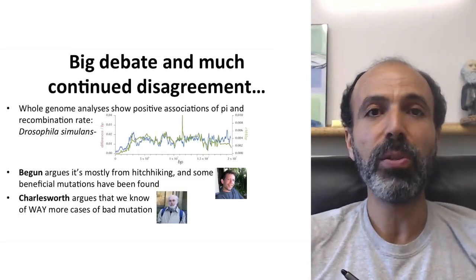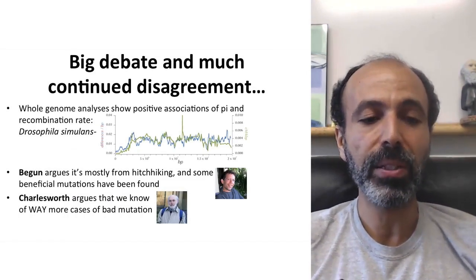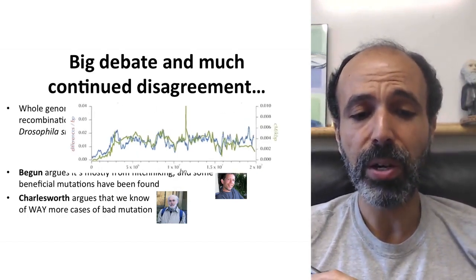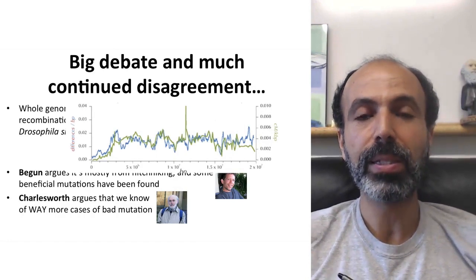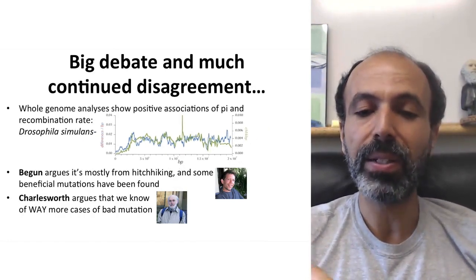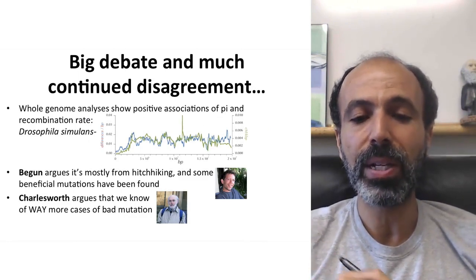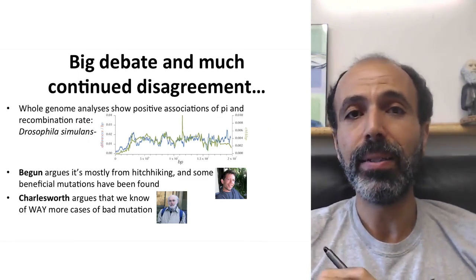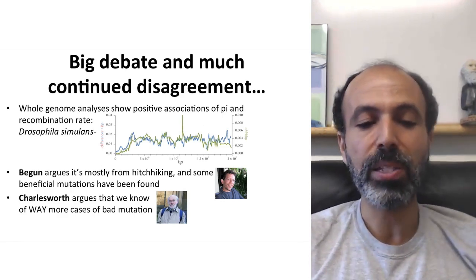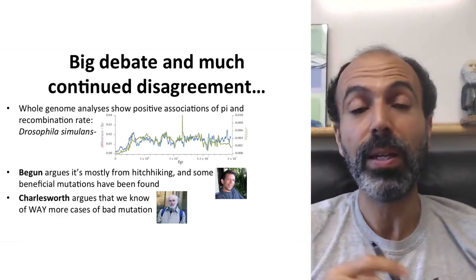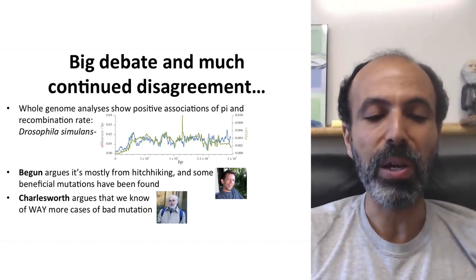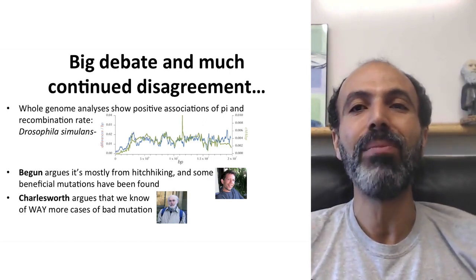Here's a picture from a 2007 study looking at Drosophila simulans. The green there depicts levels of recombination. The blue depicts levels of nucleotide diversity measured as pi. And again, you see a fairly high correlation: when recombination rate is high, nucleotide variation is high. Now, Begun argues that's mostly from hitchhiking, and he's shown that many beneficial mutations have actually been identified. Charlesworth argues that we know of many more cases of bad mutation.